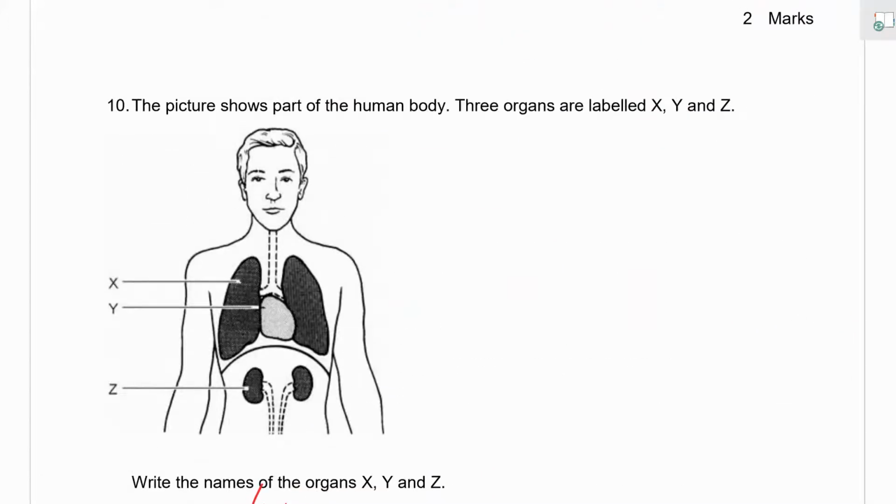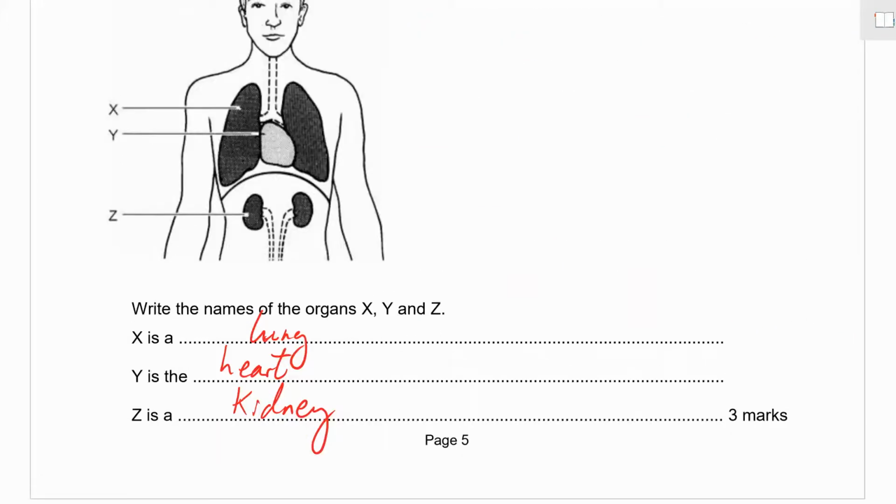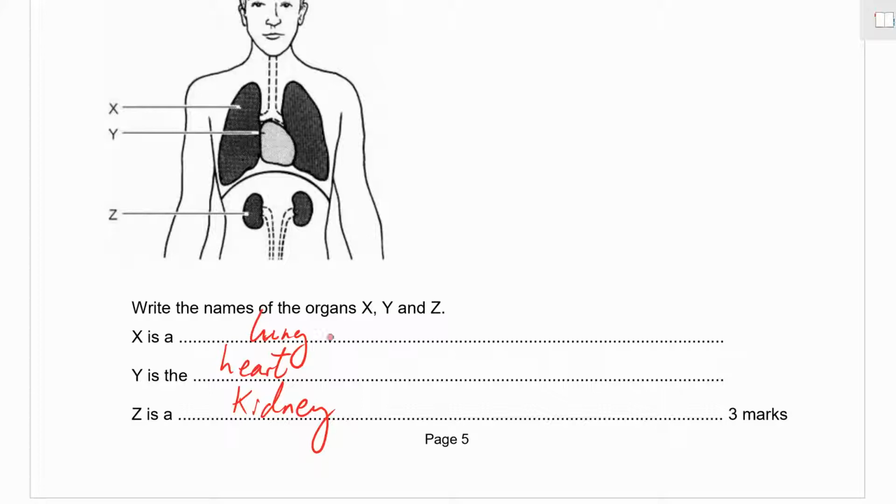Next up, label the organs X, Y, and Z. X is the lung. Y is the heart. And Z is the kidney. And I don't know, make up some noise that a kidney makes.